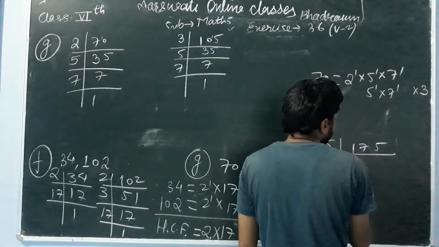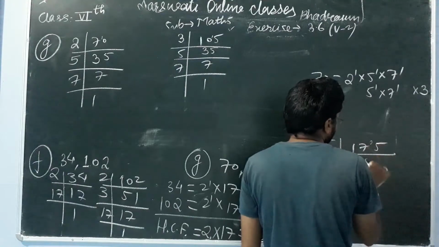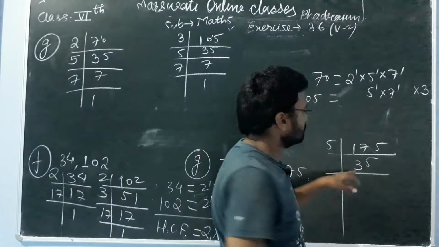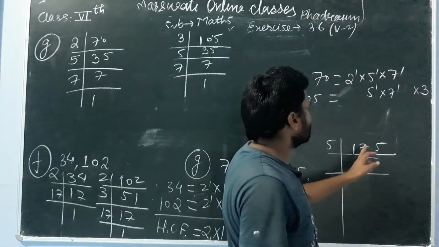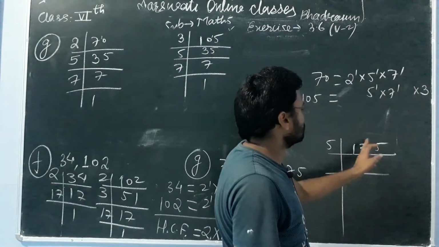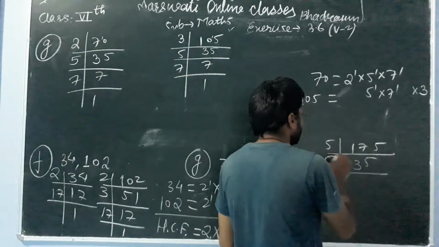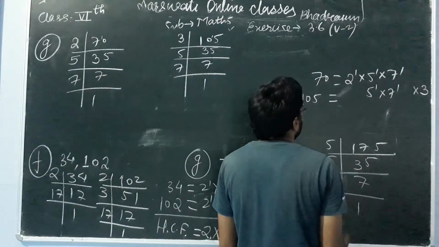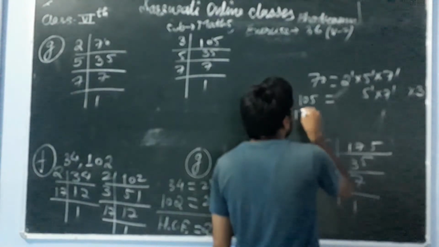5 3s are 15, and this is 25. 5 5s are 25. Okay, 5 3s are 15. After that we will get 2, so this is 25. 5 5s are 25. Again by 5. 5 7s are 35. Again by 7. 7 1s are 7. Okay, so this is 175.